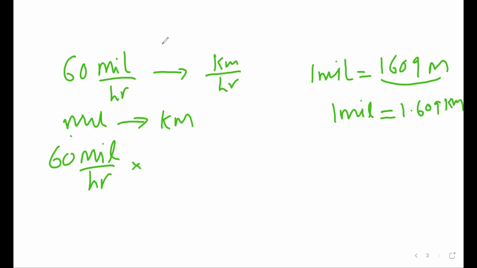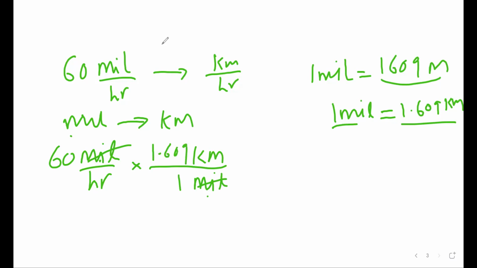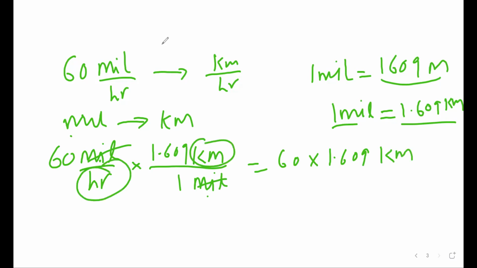Then, since I'm going from mile to kilometer, I'm going to multiply this with kilometer per mile. Again, the reason being because I want to get rid of mile. So that cancels out. And also put this in: 1 mile is 1.609 kilometers. And then just multiply 60 with 1.609. And that answer will be in kilometer per hour. And again, I'm going to let you calculate that. I'm just showing you how to do these. So that's how you convert units.